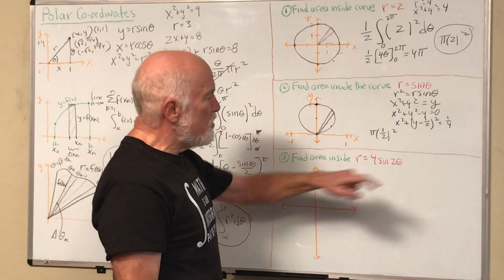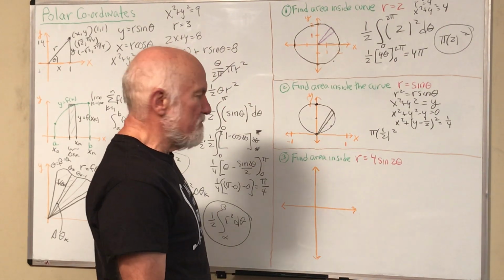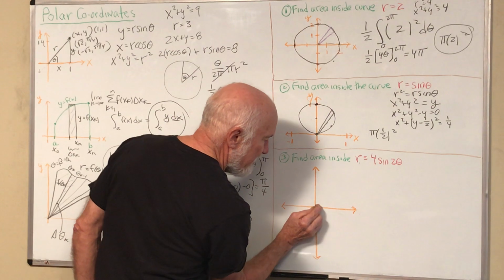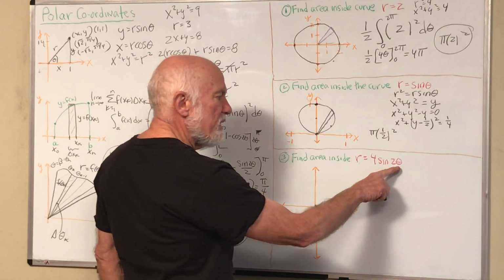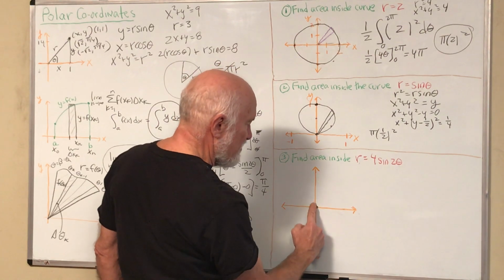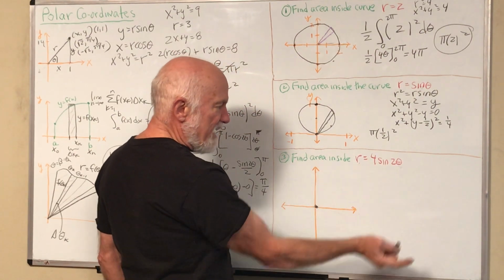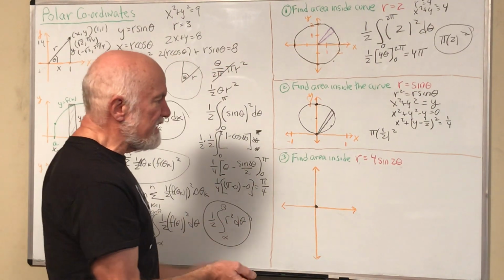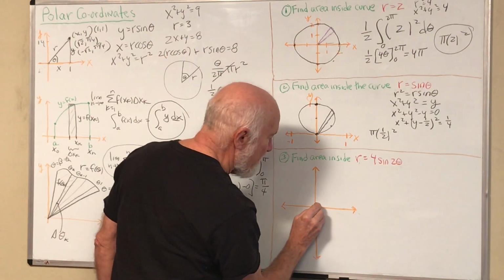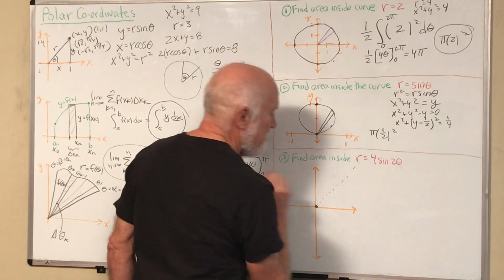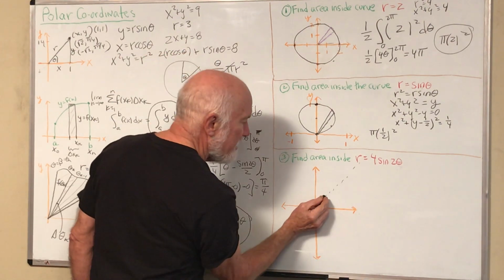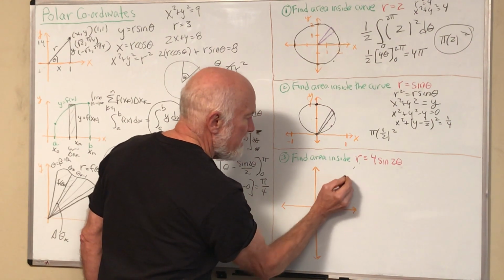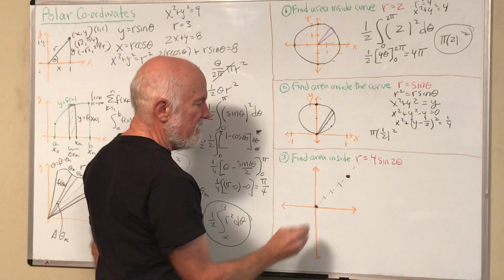R equals 4 sine of 2 theta. I don't know what that one looks like, but let's plot some points. When I get 0 for theta, I get 0 for r. When I get pi over 2 for theta, which is up this direction, I get the sine of pi, which is again 0. So I have to look at some angles in between. Well, look what happens when I do pi over 4. When I plug in pi over 4, I get 4. And that's the biggest the sine is going to get. So I go out 1, 2, 3, 4, and get that point.